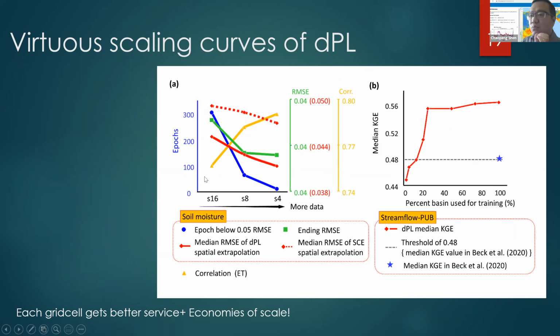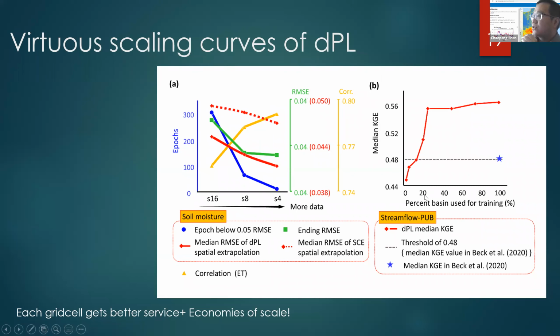We also compared with an uncalibrated variable, evapotranspiration. This is the correlation here. When we have more data, our correlation becomes better and better. What it means is we're getting the right parameters for the right reasons. The overall system is behaving better and better. So these scaling curves are very powerful.